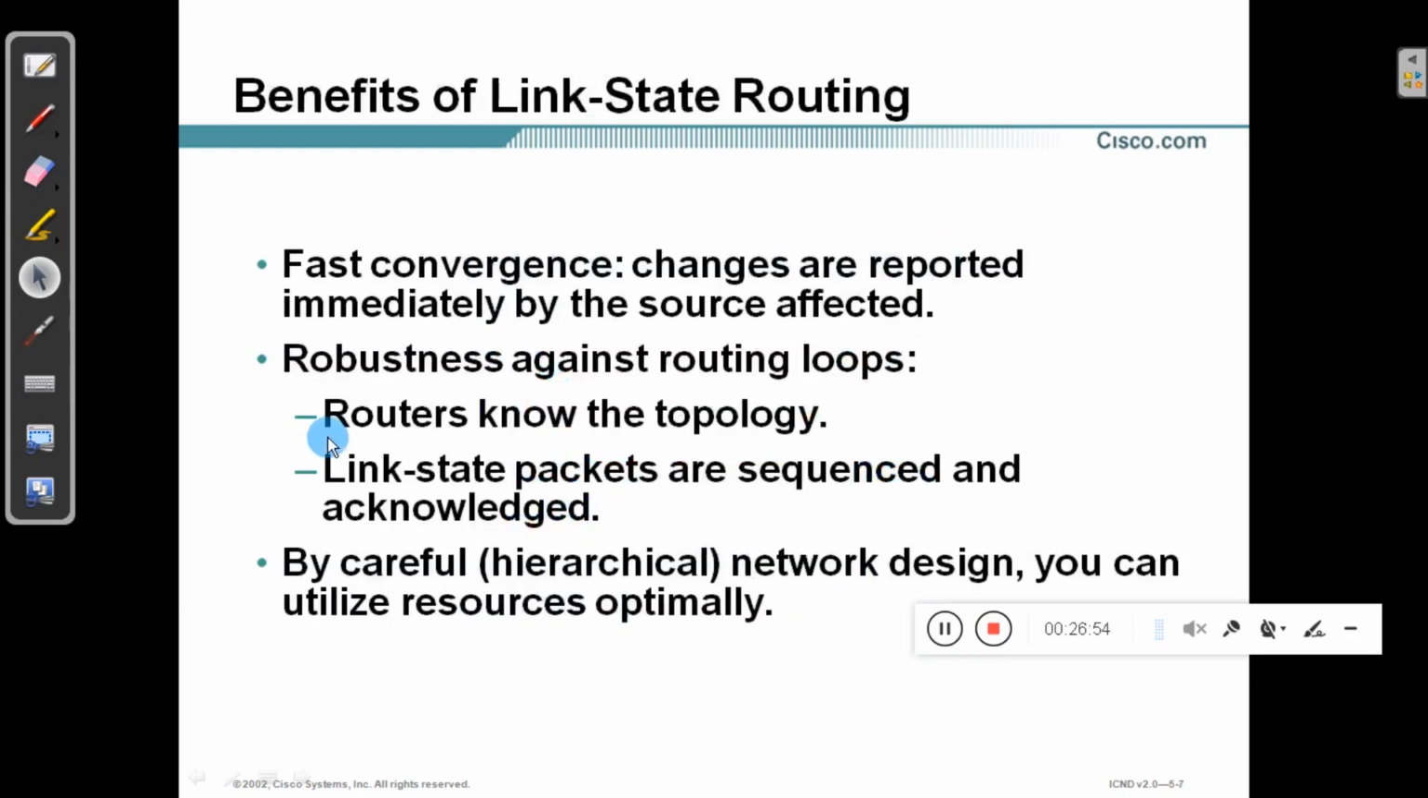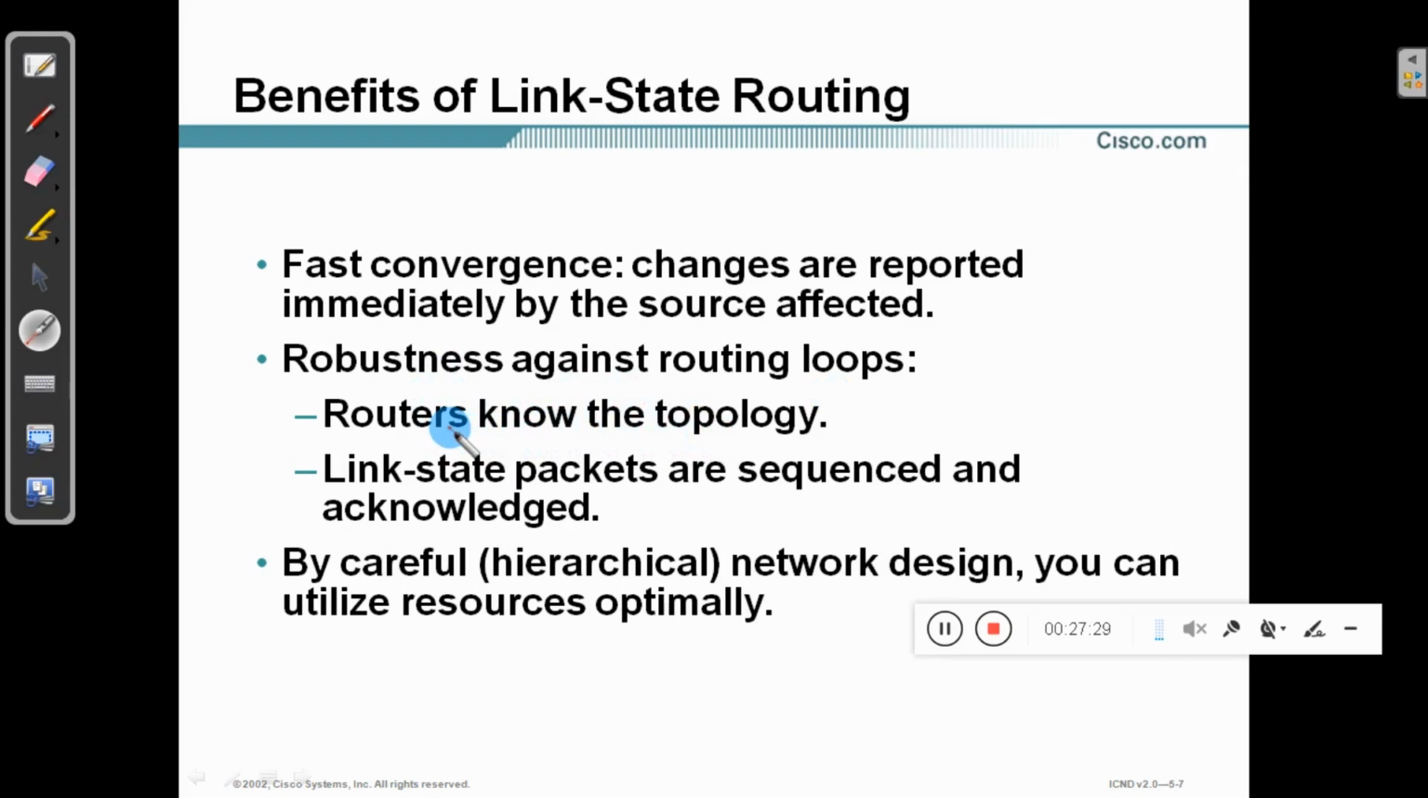Now, what are the advantages of link state routing? The advantage of link state routing is, one thing you have to understand, student, fast convergence. Changes are reported immediately by the source affected. So the convergence time is faster. Then robustness against routing loops. Here it is not exactly free from routing loops, but it has fewer routing loops. This is because each router knows the entire topology, the topological information about the other routers.